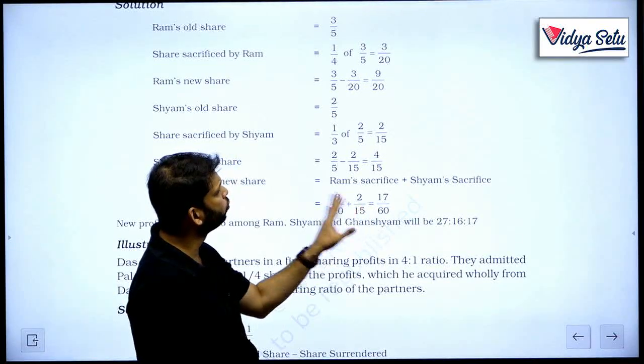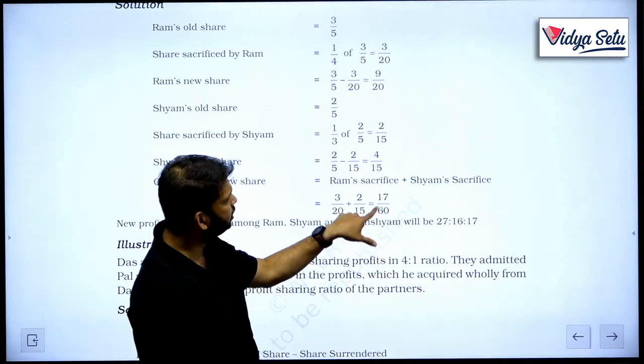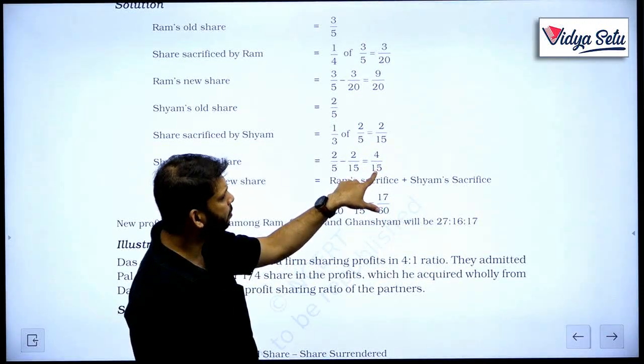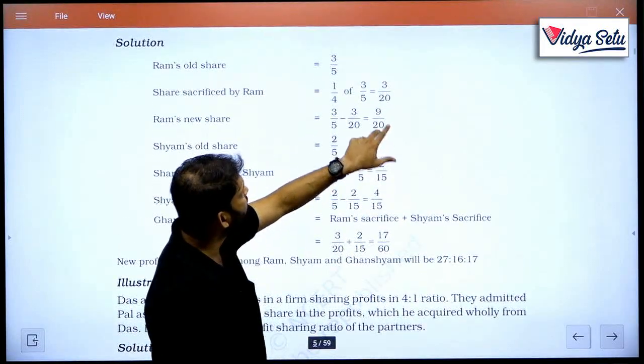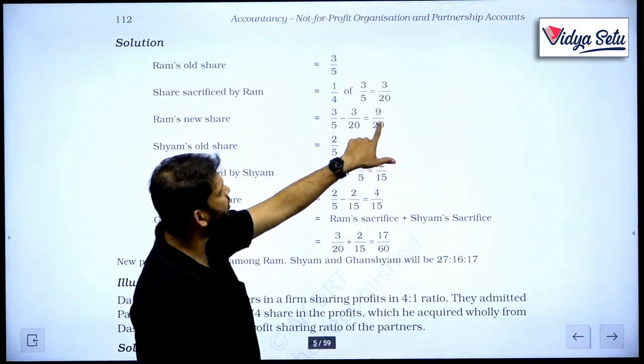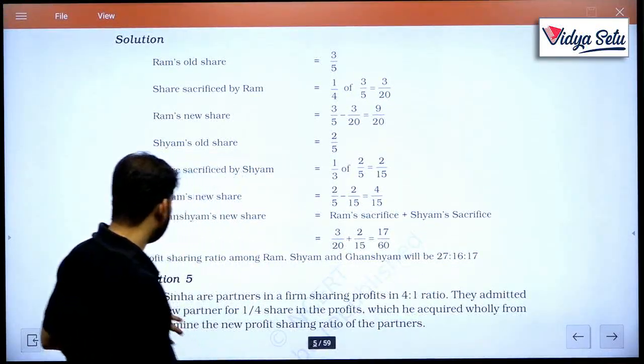Now what do we need to do? We need to make the denominators equal. Here the denominator is 60. We can make this 60 by multiplying 4 and 4. Here also the denominator is 20, so we can multiply 3 and 3. So we'll get 27 is to 16 is to 17.